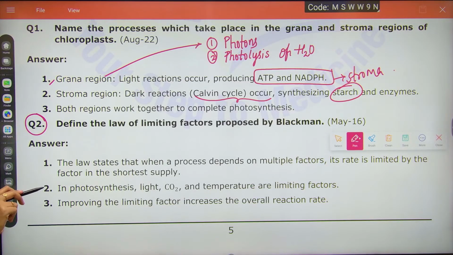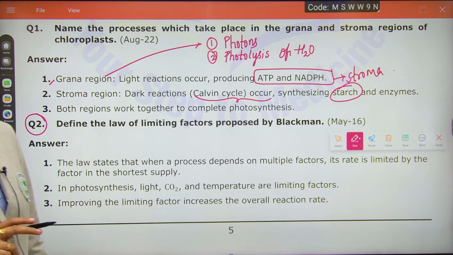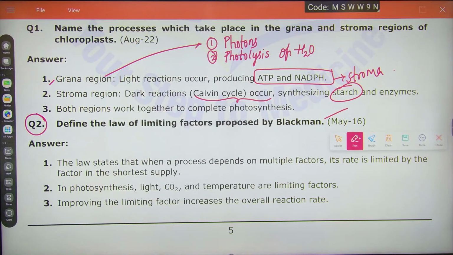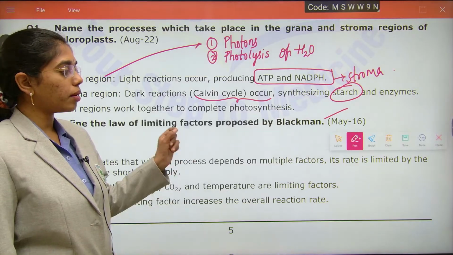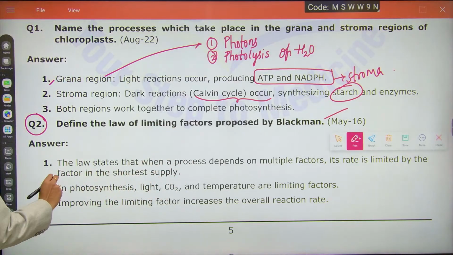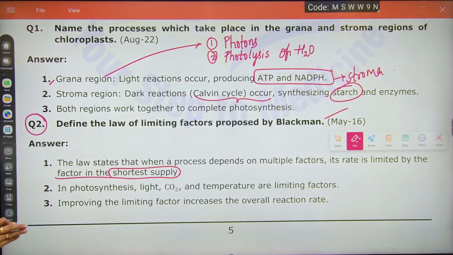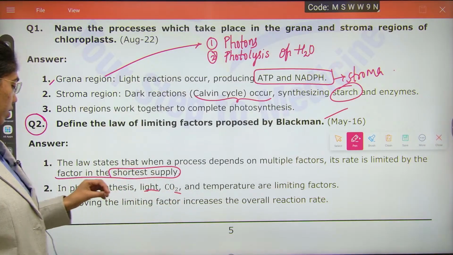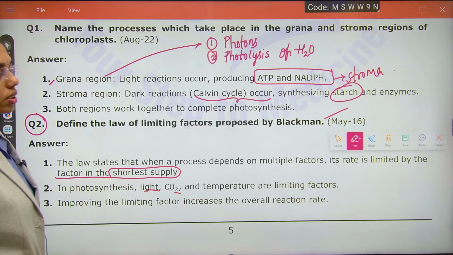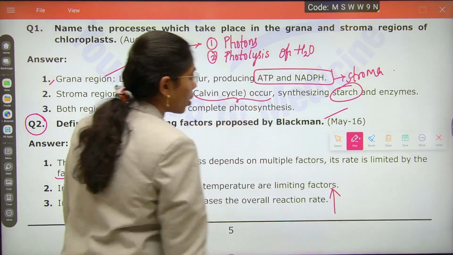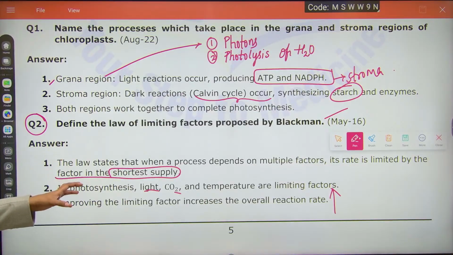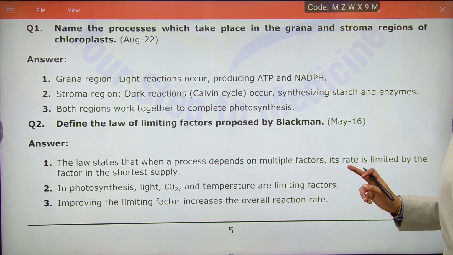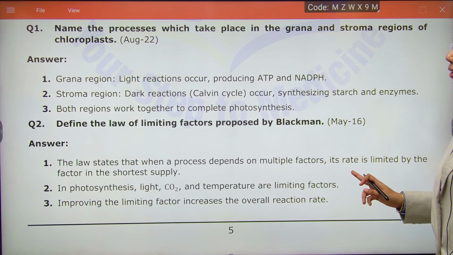Next, define the law of limiting factors, which was proposed by Blackman. This was asked in the year 2016. The law states that when a process depends on multiple factors, its rate is limited by the factor which is in shortest supply. In photosynthesis, light, carbon dioxide and temperature are the limiting factors. Improving the limiting factor increases the overall reaction rate. The law of limiting factors is very important; it is asked quite often as a statement based question in NEET as well. Clear?